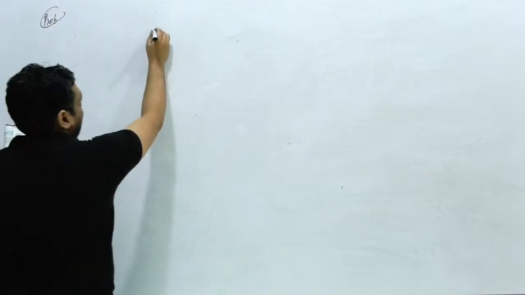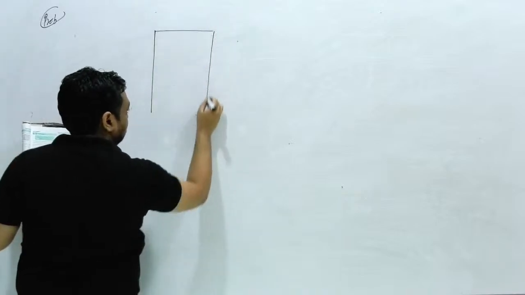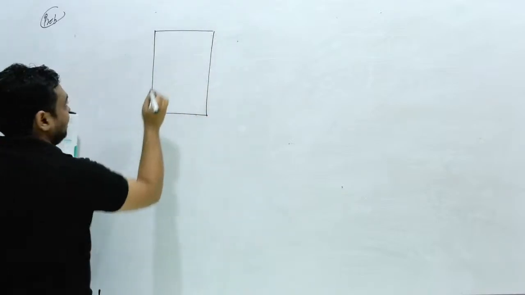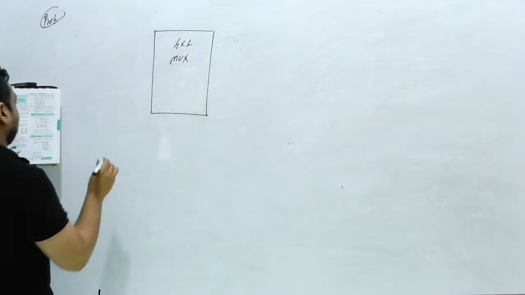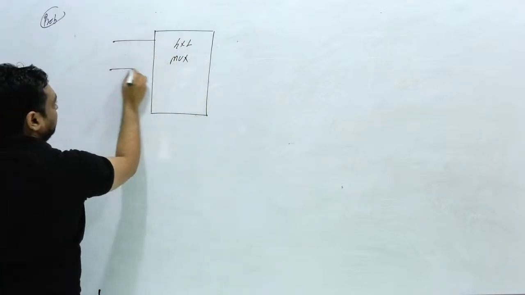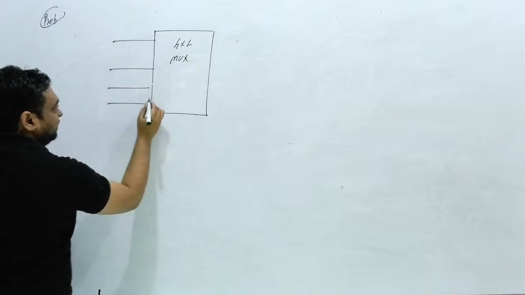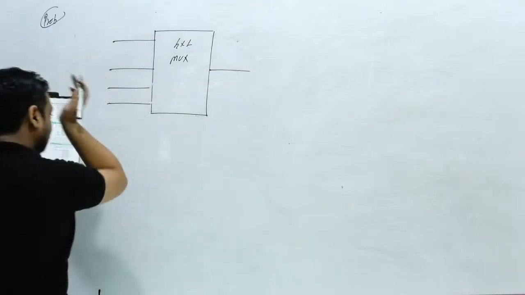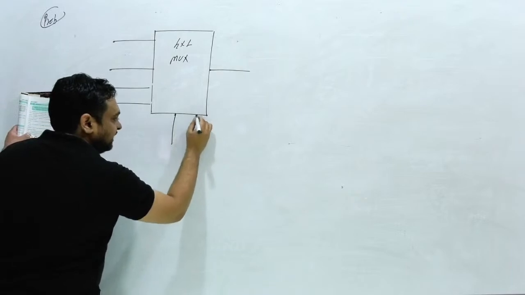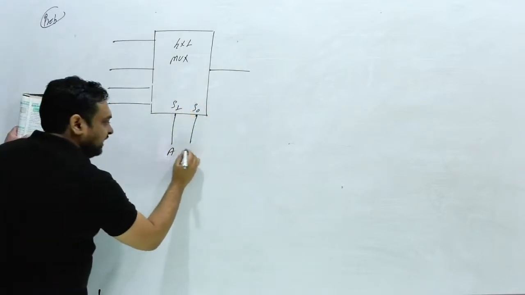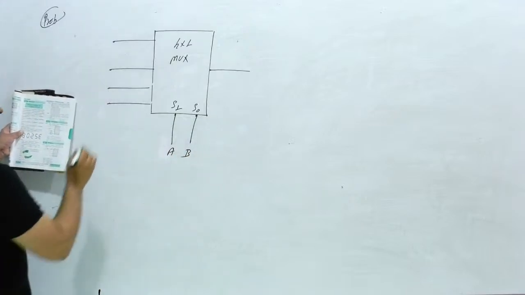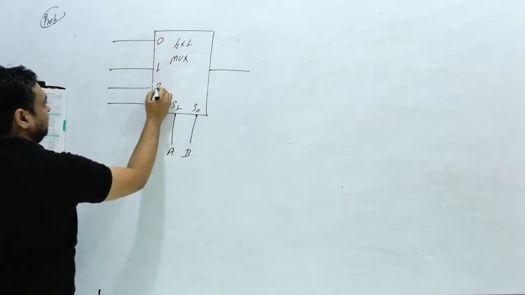Okay, next problem I am going to consider. This multiplexer is given, a 4x1 mux. Here there are 4 inputs, 1, 2, 3, 4, and this is 1 output. This is the output, and 2 selection lines, S0 and S1. And this is A and this is B. So A and B are given. Here this is 0, 1, 2, 3.